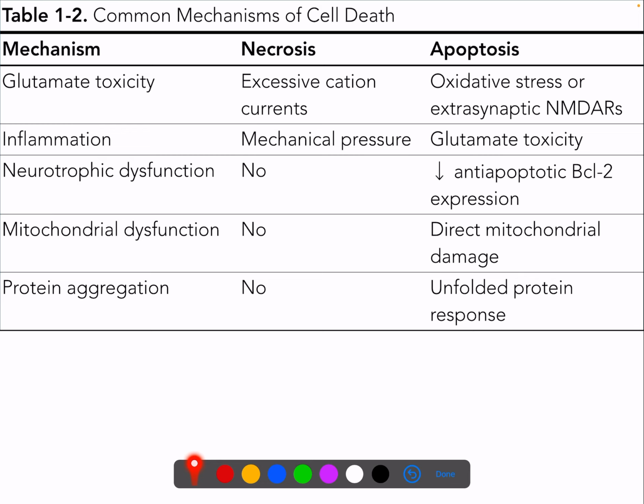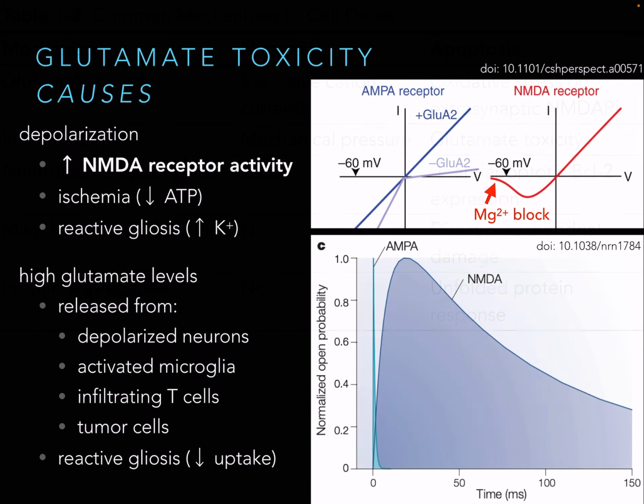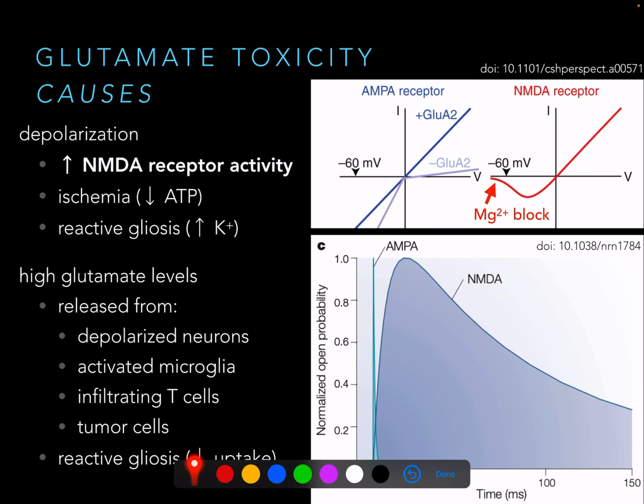So we'll walk through each of these mechanisms, seeing the cause and seeing the consequence. We'll get this all throughout the class, but it's a great idea to go ahead and get familiar with these mechanisms now. So we'll start off with glutamate toxicity. Couple of things can cause it. Obviously, a high level of glutamate will cause it. That's the problem. But for glutamate toxicity to occur, we have to activate NMDA receptors.